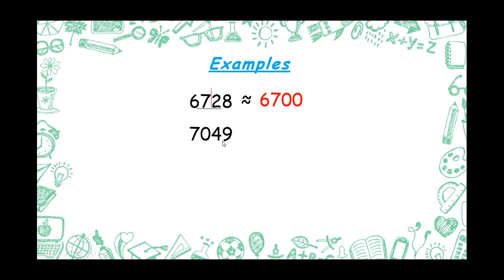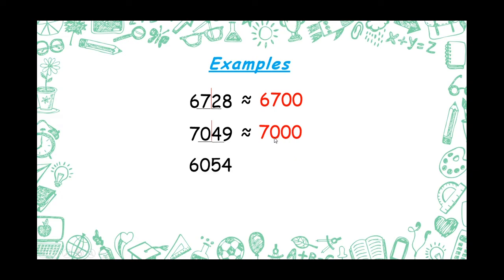7,049. Can you find the hundreds digit? Well done. 0. There's no hundreds. And now we need to look to the right at the tens. How many tens do we have? 4. Very good. 4 tens. Now you tell me, do we round 4 up or down? Can you do it by yourself? Very good. If you round it down, we round down to 7,000. No hundreds, no tens, no ones. Well done.